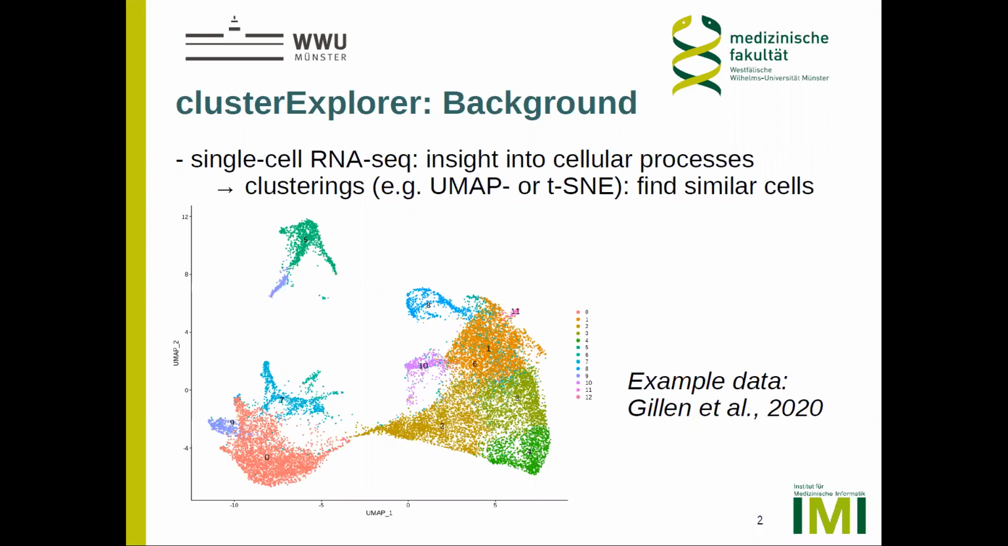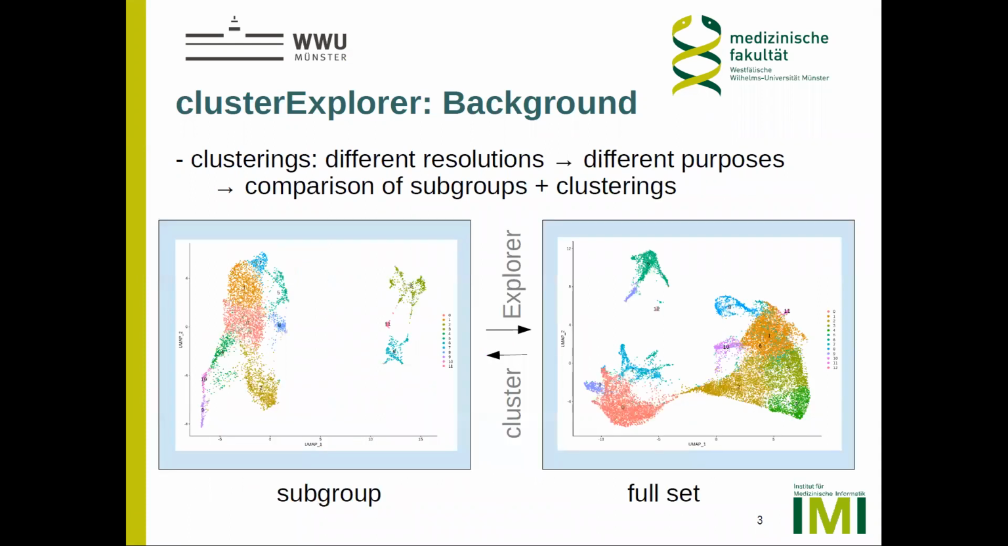So we are usually using clusterings, let's say UMAP or t-SNE-based, to find similar cell structures or cells. The example data below is some cancer data, some ependymoma data. This is just an example for clusters and the structures here, so it's not relevant which cancer type it is. So let's say you have this kind of full set with some cancer samples that you are interested in, and you have a subgroup here, and then you can see that clusterings will serve different purposes.